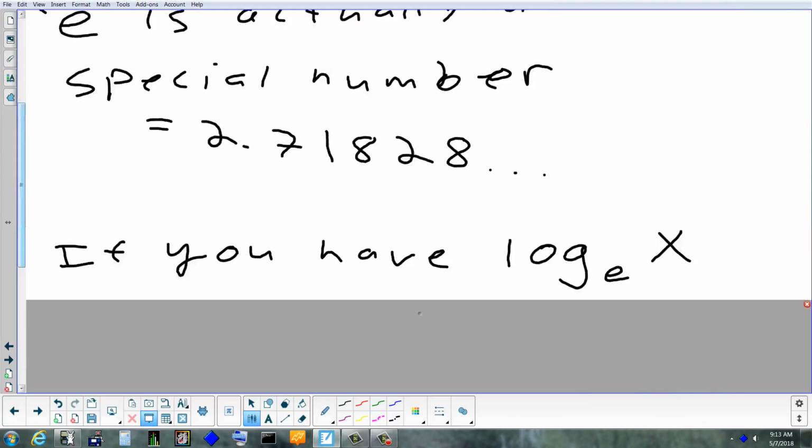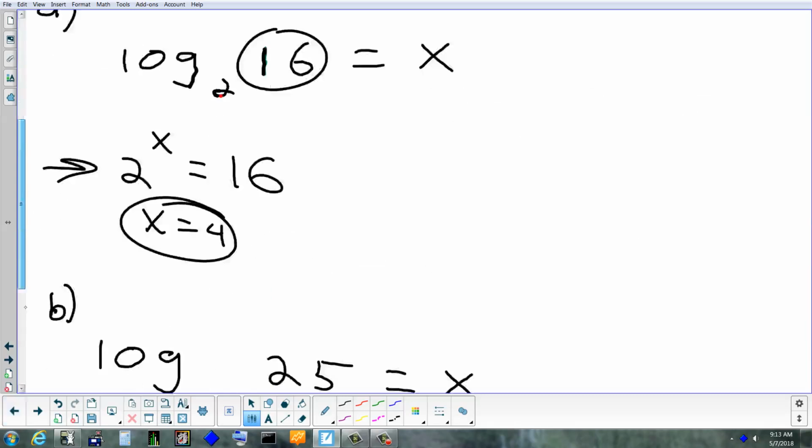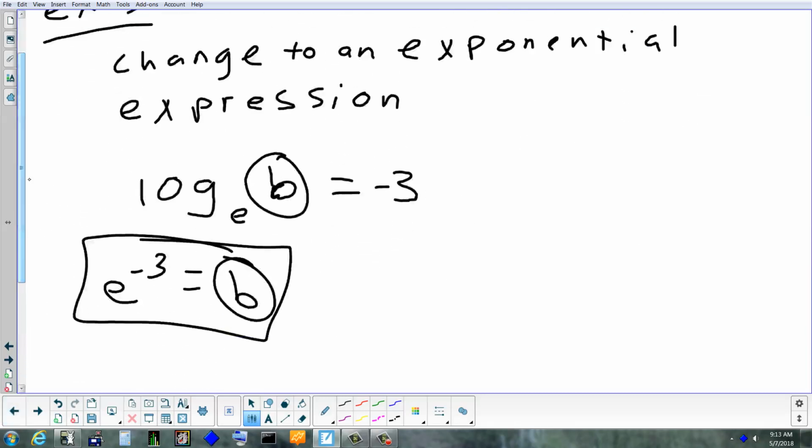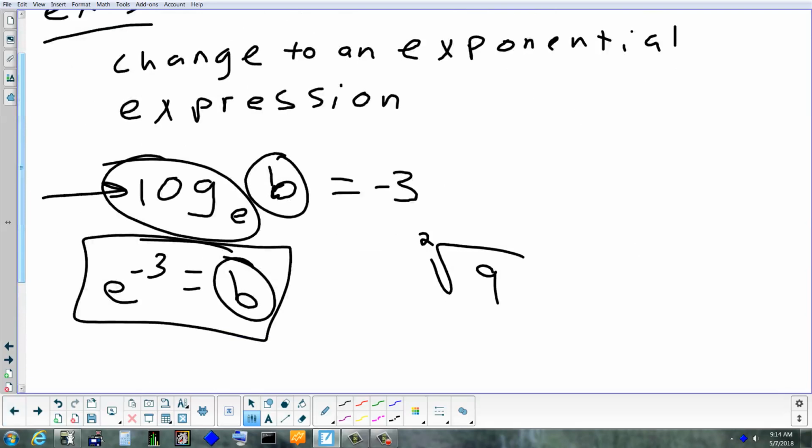So anytime that you have a base of E on a log, like we had back here, what I just pointed to, you would never see that written. That's not normally something people write. Just like if you want to take the square root of 9, what I had before was not wrong, but you usually write it this way.